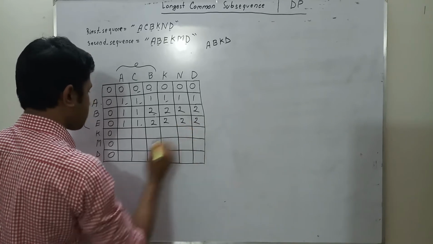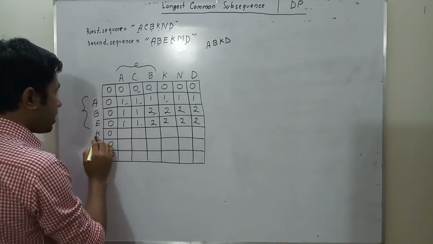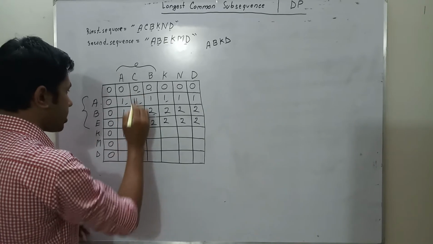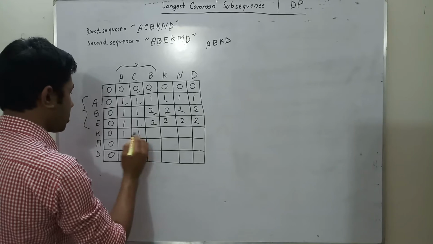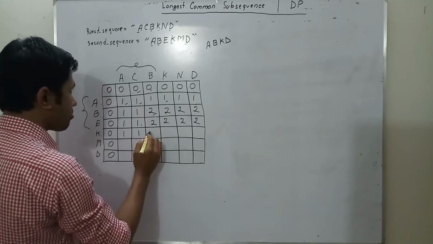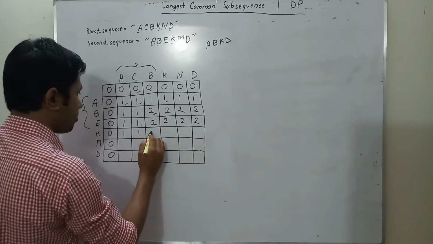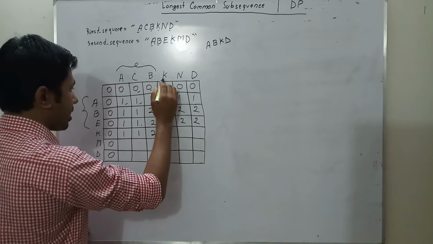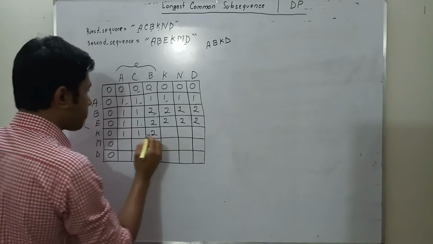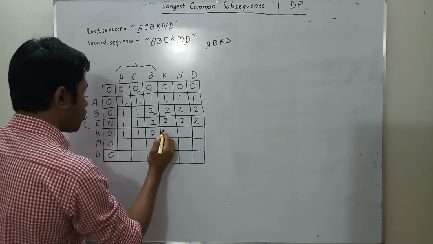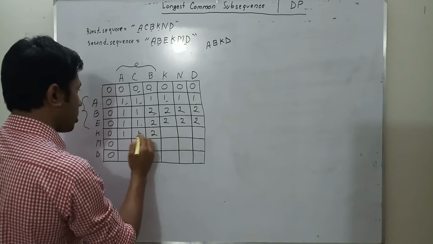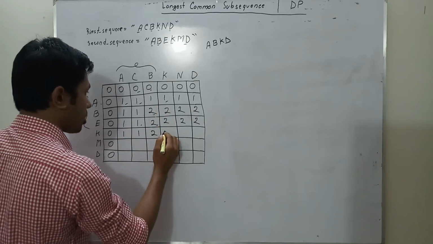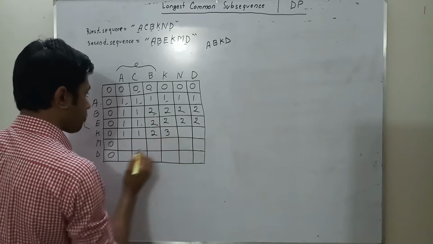Same, 2. Now for this row, K didn't match with A, so the value of this field will be 1. K didn't match with C, so the value of this field will be 1. K didn't match with B, so the value of this field will be 2. K matched with K, so the value of this field will be the maximum value without this row and this column, that means 2, plus the matched value 1, equal 2 plus 1 equal 3.